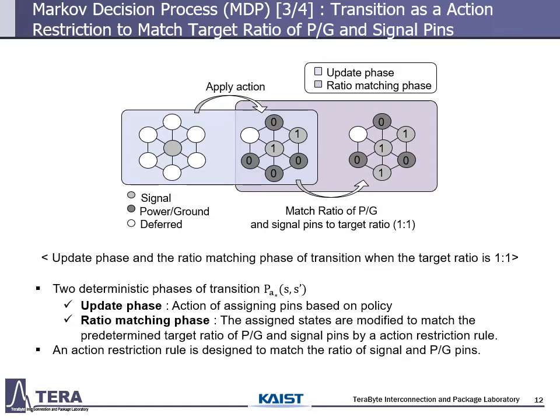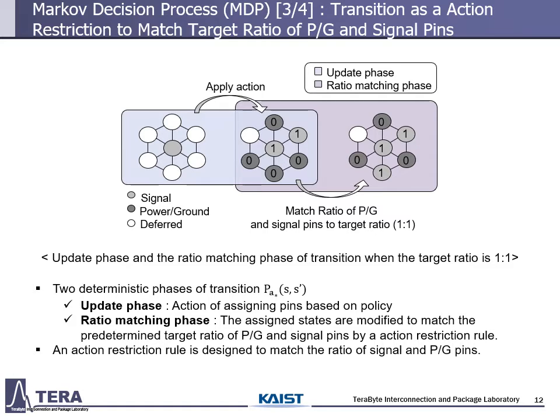And we define the transition phase. The transition phase is usually a probability function that chooses the action that takes the previous state to the next state. However, we define a transition phase that constrains the ratio between the signal and power ground pins to the ratio that we target. And there are 2 phases in the transition phase.